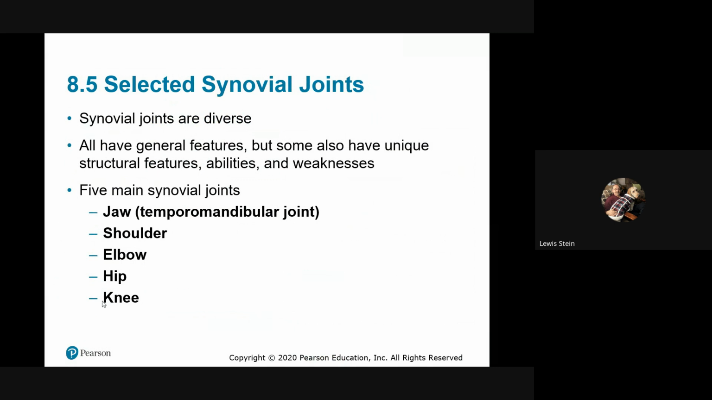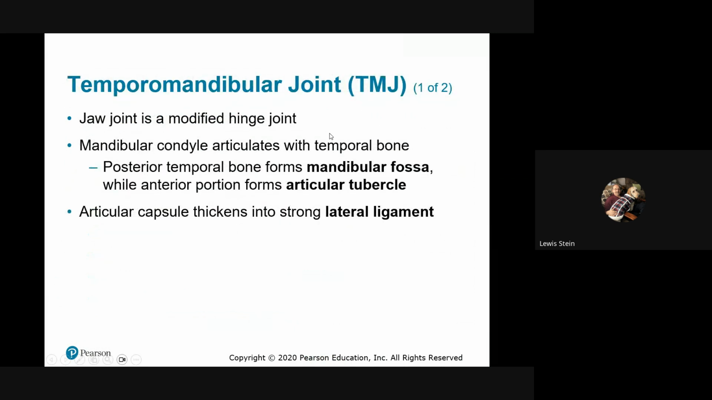And there's all sorts of stuff that goes wrong in here. It's a real oddball joint. And having operated on a ton of those, I can tell you it's not easy. Jaw joint, modified hinge. Okay, basically, it's a kind of flexion and extension.